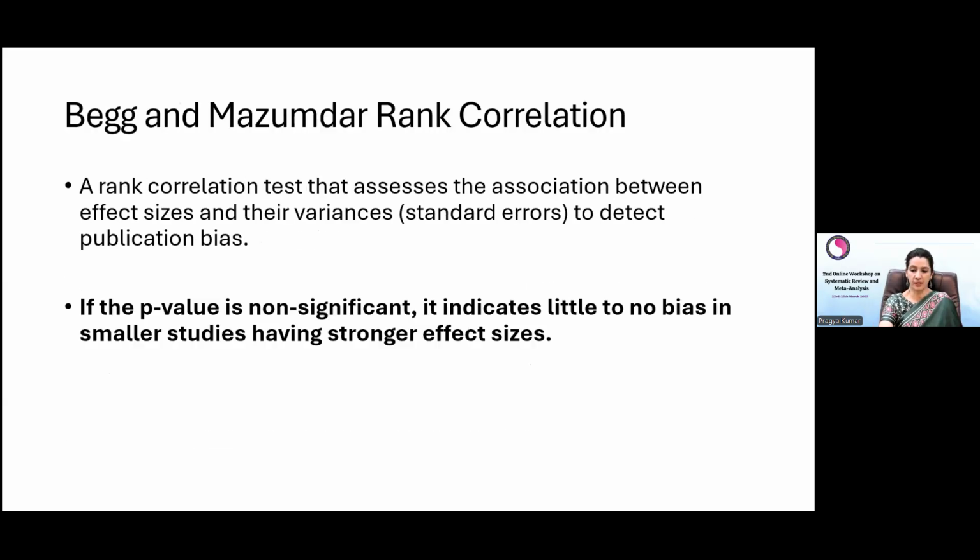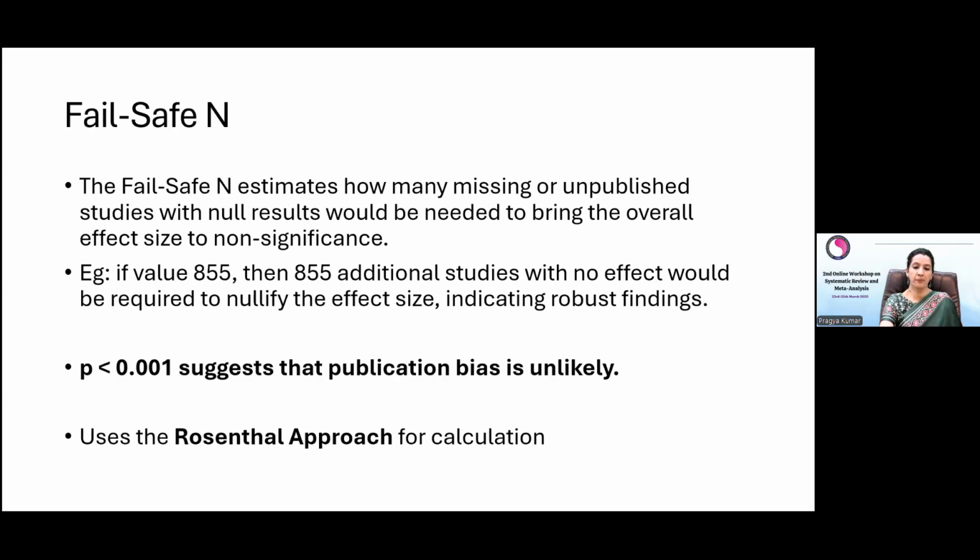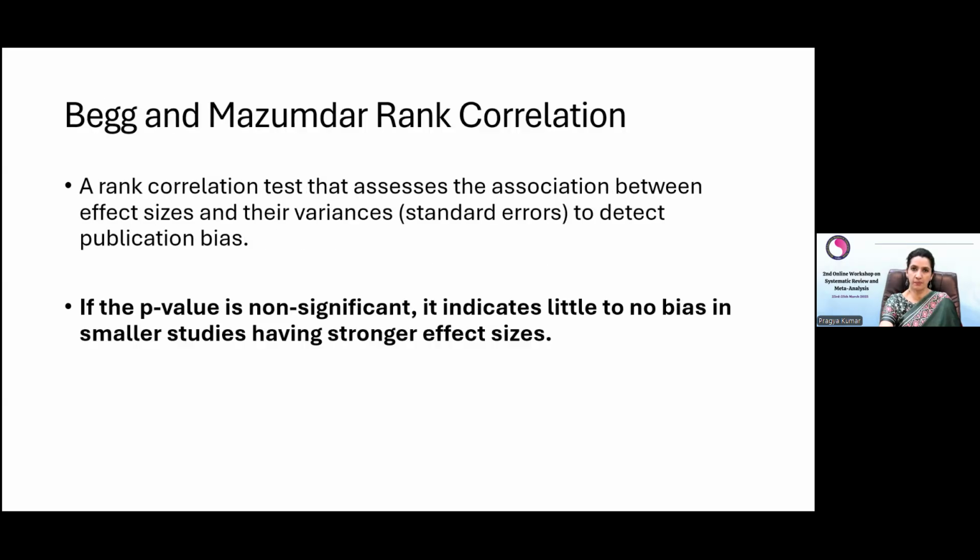This is the first test. Second, again, Jamovi gives the Begg and Mazumdar rank correlation test. So again, if the p-value is non-significant, it tells you that there is no bias. So in this case, we don't want this p-value to be significant. In the first case, it will be significant. In fail-safe, if the p-value is significant, it suggests that there is no publication bias.